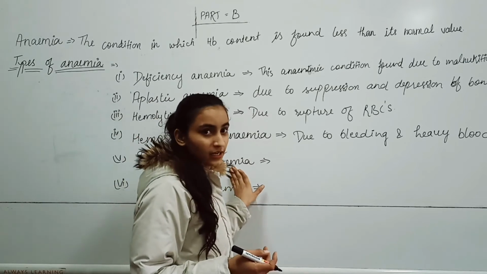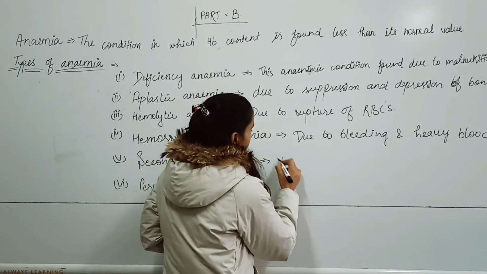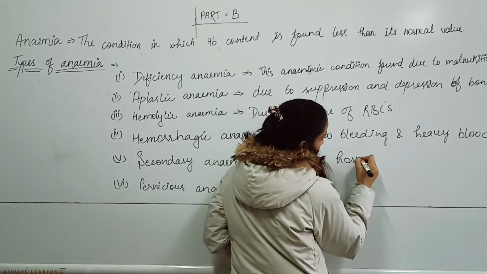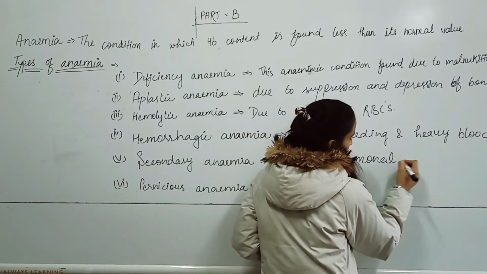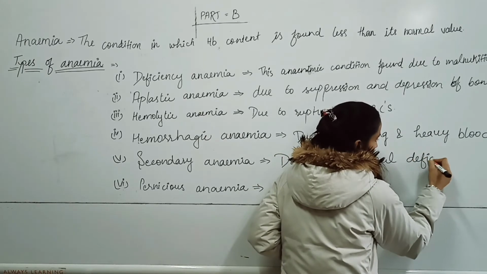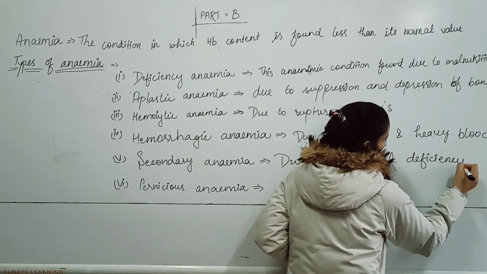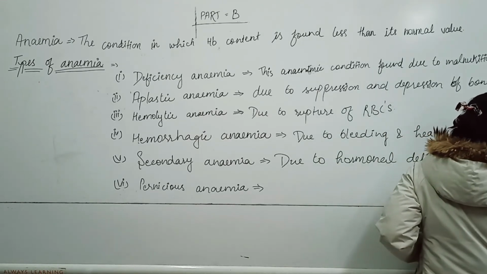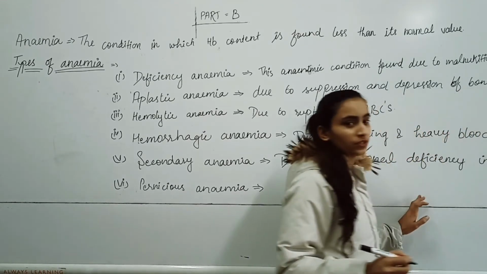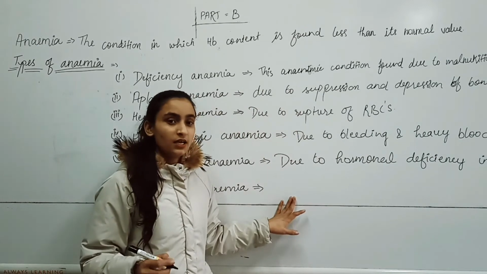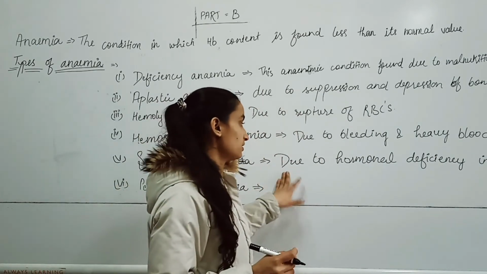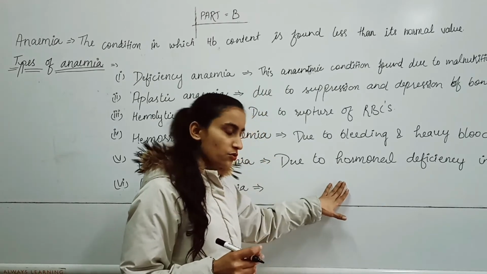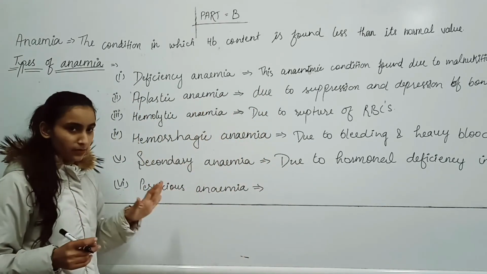Next one is the secondary anemia. This anemia can happen due to hormonal deficiency. In our body, some hormones help in the production of hemoglobin in the blood, but in that condition the hormones are not working properly, and then it can cause secondary anemia.